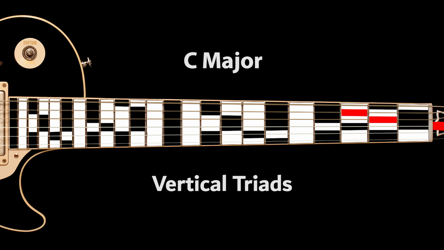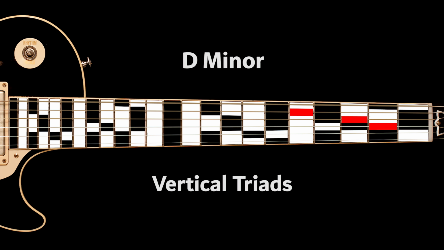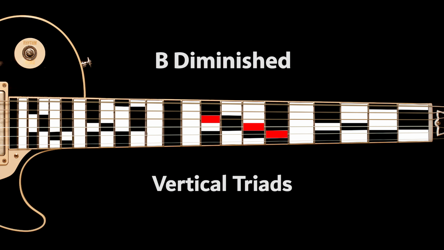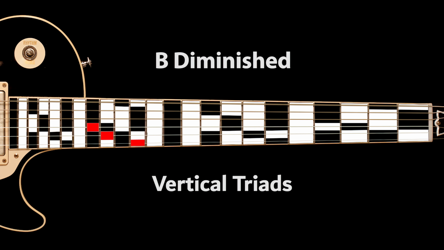Practice these shapes up and down the neck, listening intently to each change. Burn these shapes into your muscle memory. Keep in mind that we are only practicing 1 triad sequence, the 1st, 3rd, and 5th.